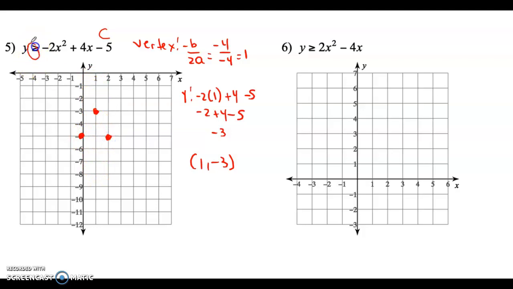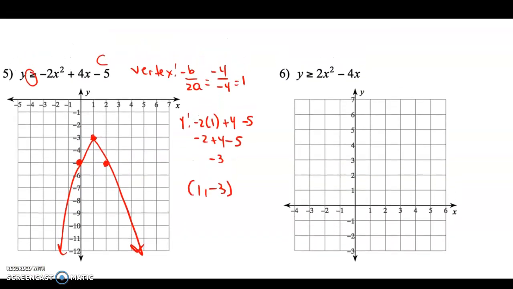Now here it's greater than or equal to. It's an equal to now. So now we're going to have a solid line because it includes it. But we still have to do our test. So our test right here.